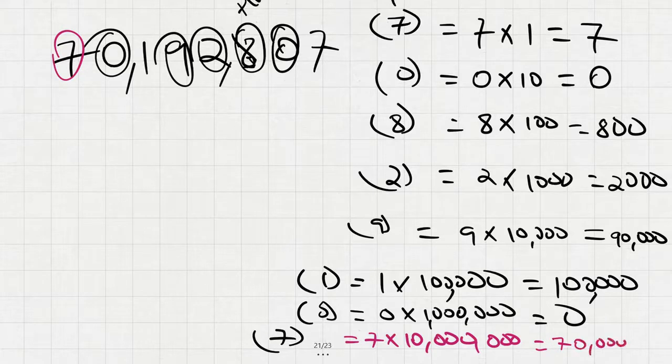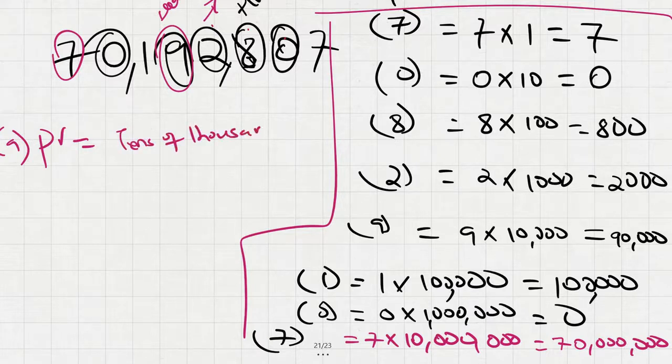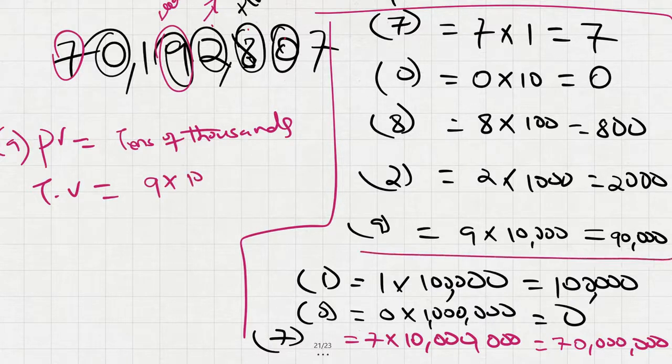The answer is 70 million. So if you do math like this, and somebody asks you, what is the place value of 9? The place value of 9 will be: ones, tens, hundreds, thousands, and here we have tens of thousands. So the place value of 9 is tens of thousands, but its total value is 9 times 10,000, which is 90,000.